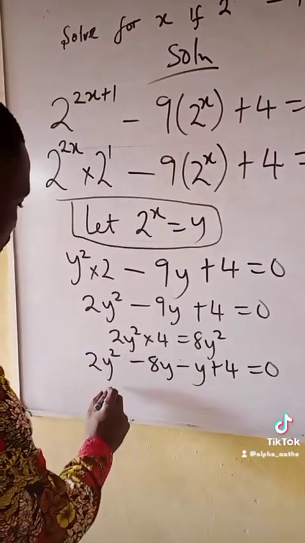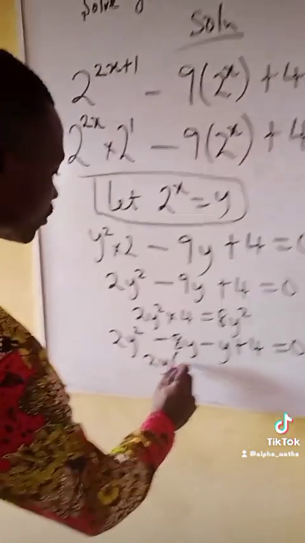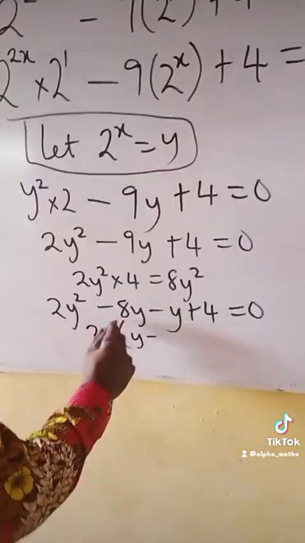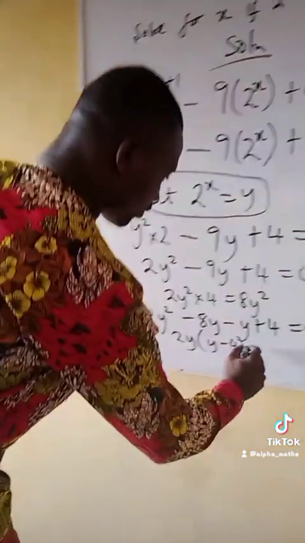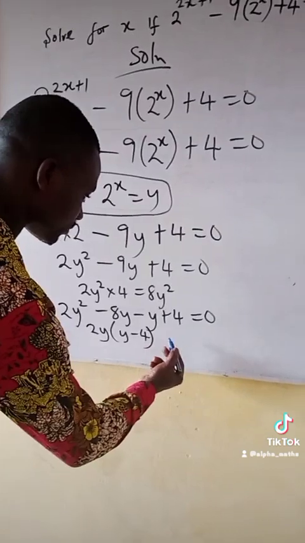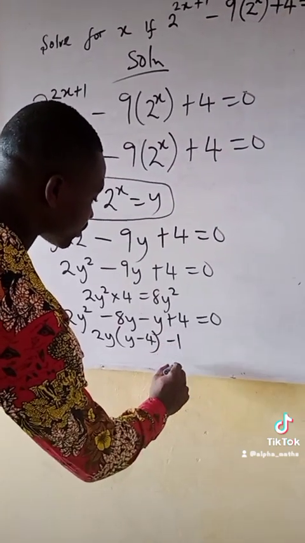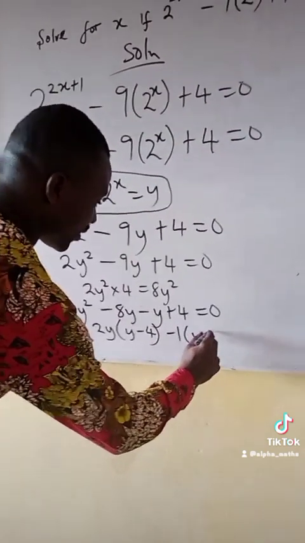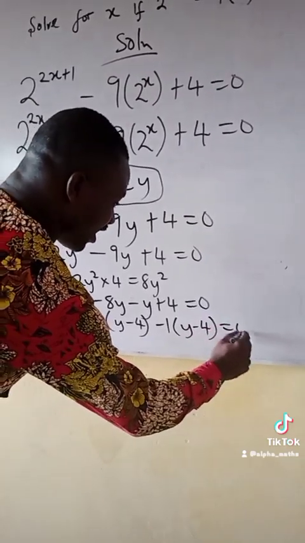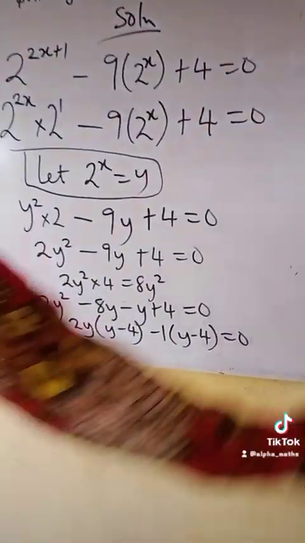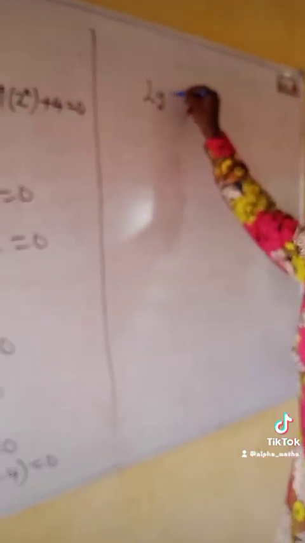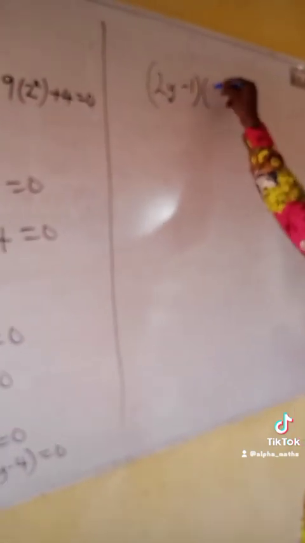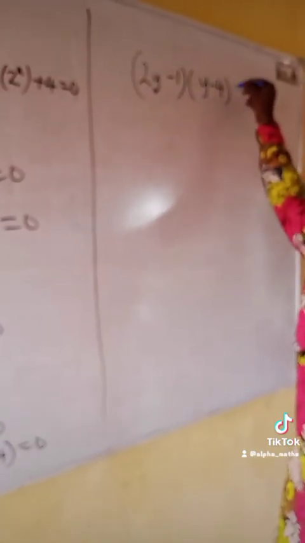Now, what is common here? We have 2y common there. Then you have y minus 4. Yes, we are factorizing now, y minus 4. What is common here? Let's take 1 out. If we take 1 out, you have this y minus 4. I hope you understand me up to this level. Now we move to this other side. See, what is inside the bracket is the same. Now you have 2y minus 1 times y minus 4, all equals 0.